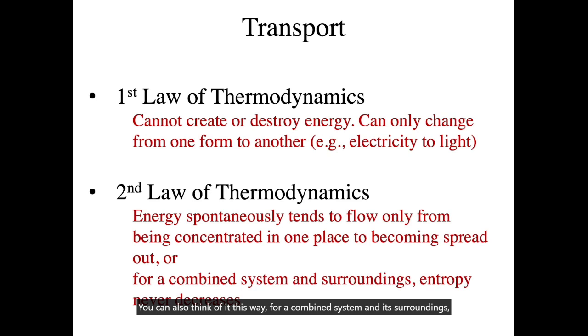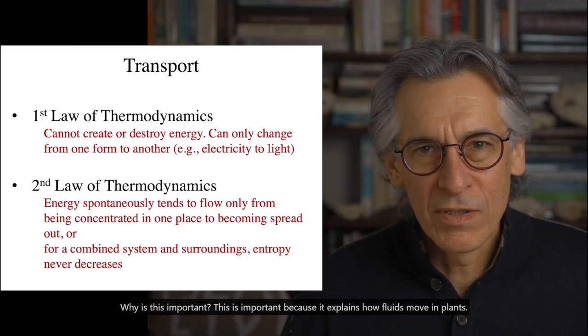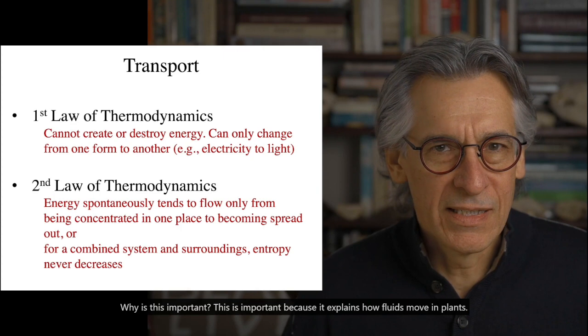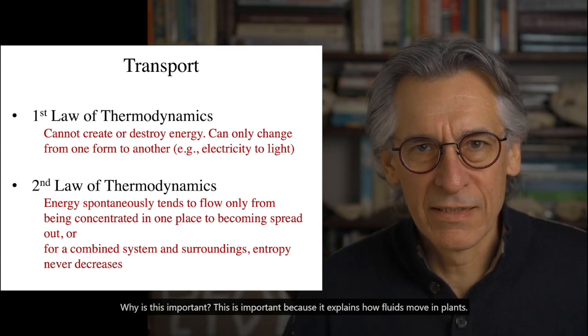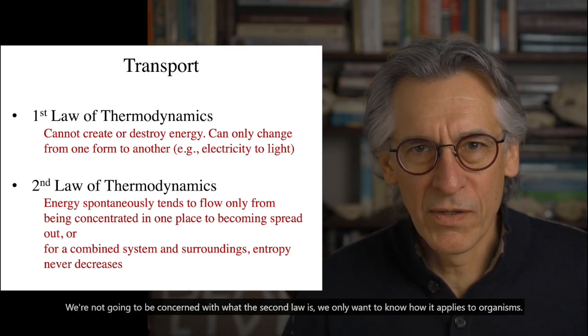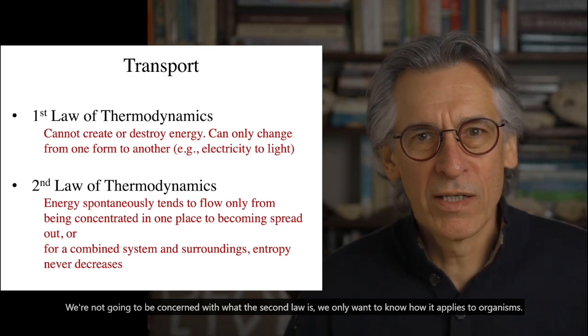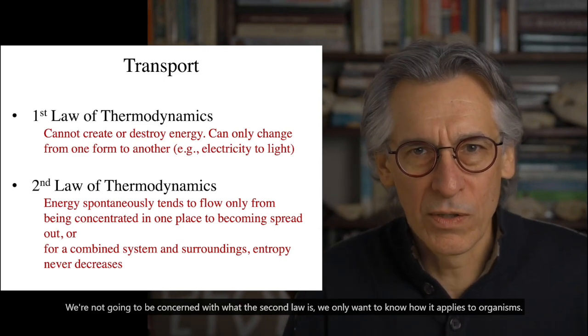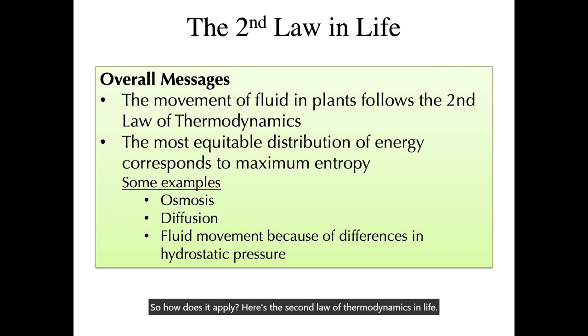For a combined system and its surroundings, entropy never decreases. That is to say, disorder never goes down. Disorder always goes up. You can think of entropy and disorder as being similar ideas. Why is this important? This is important because it explains how fluids move in plants. We're not going to be concerned with what the second law is. We only want to know how it applies to organisms. So, how does it apply?